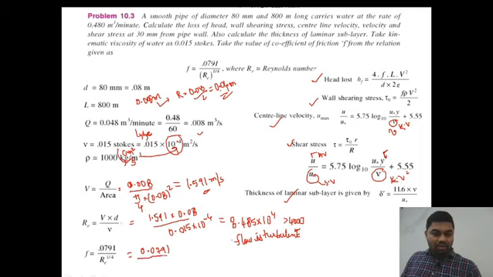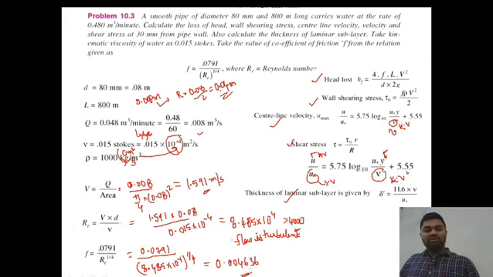0.0791 divided by what is our Reynolds number? 8.485 into 10 to the power of 4, whole to the power of 1 by 4. So, the value of coefficient of friction will be around 0.004636. This is the value of our coefficient of friction.